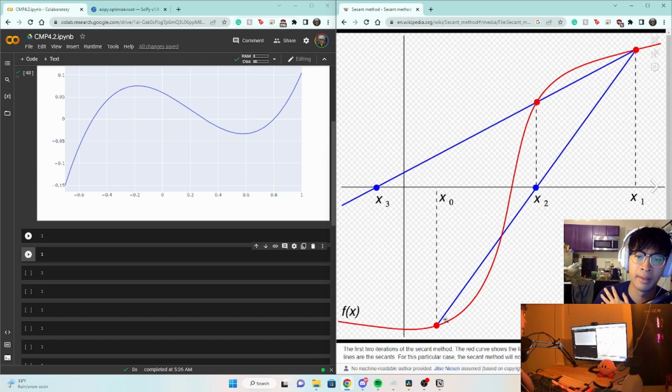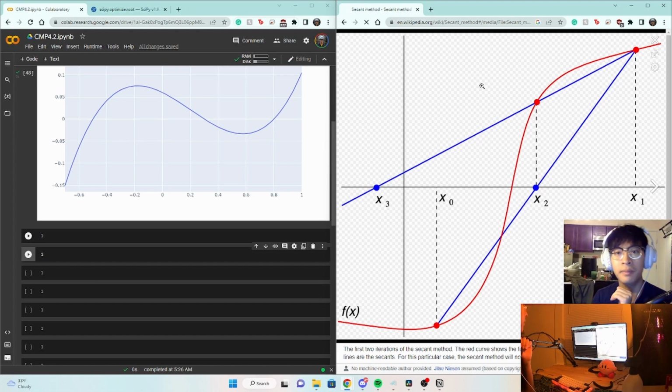You pick two values, x0 and x1, and you draw a secant line between the two. Wherever that line crosses the x-axis will be your new x value. This will become x2. You throw away the lowest x value, you throw away x0, and you designate these two as your new values to draw a secant line. And you continue as such. You draw a new secant line, this will be your new point, and you throw away x1, and so on and so forth until it eventually converges on a root.